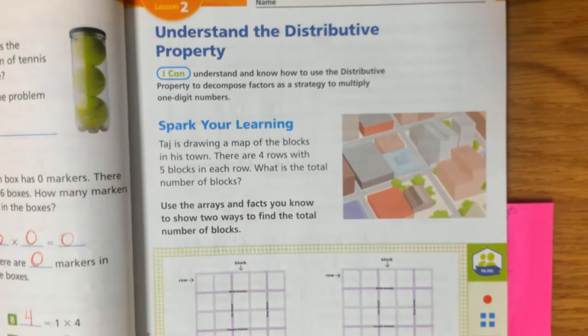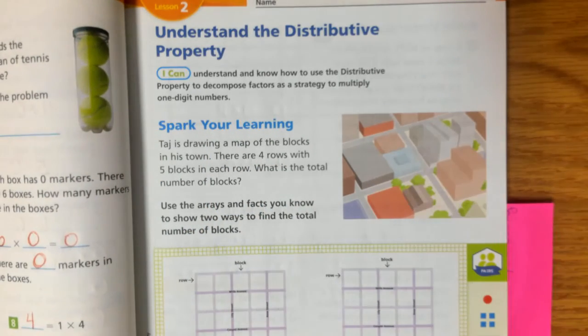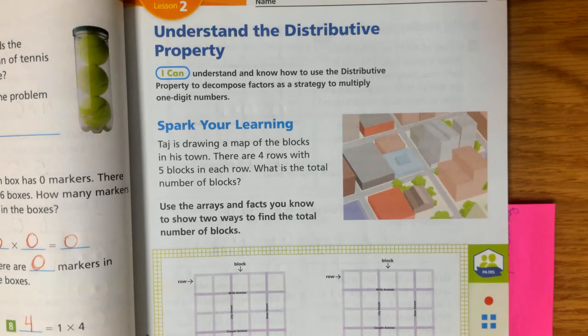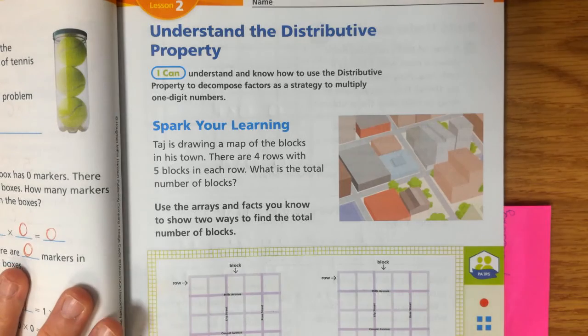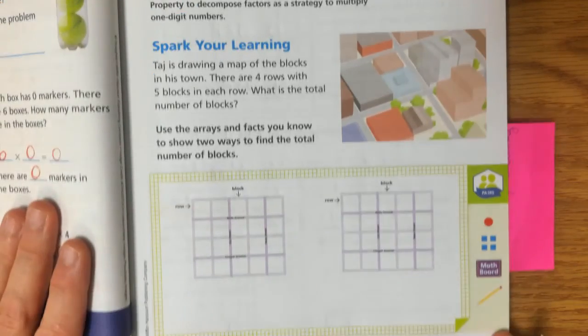So all it means is we're going to be taking the numbers that we're going to be multiplying together, and we're going to be decomposing them, meaning we're going to be breaking some of them apart to get to an easier multiplication problem for us to solve. To get us to a problem that we already know, or one that we can solve more easily.